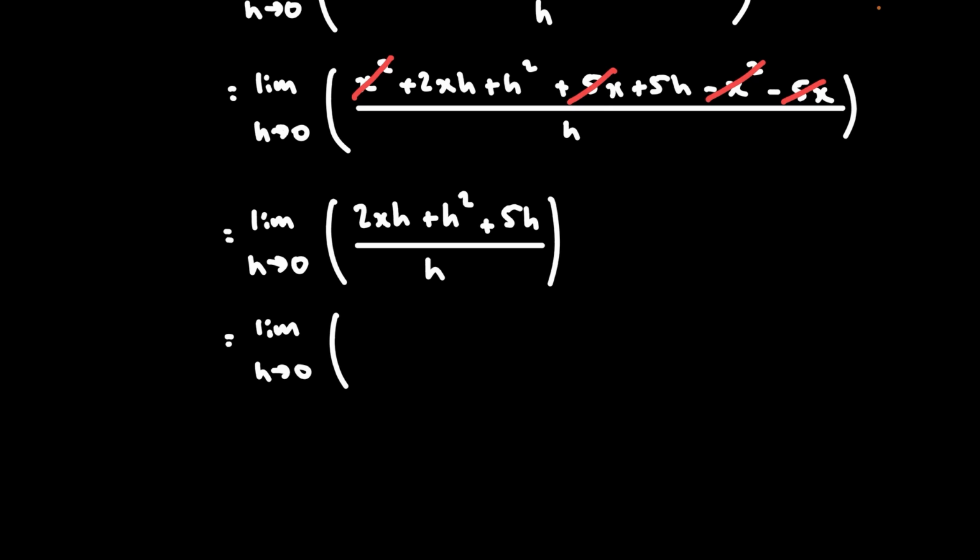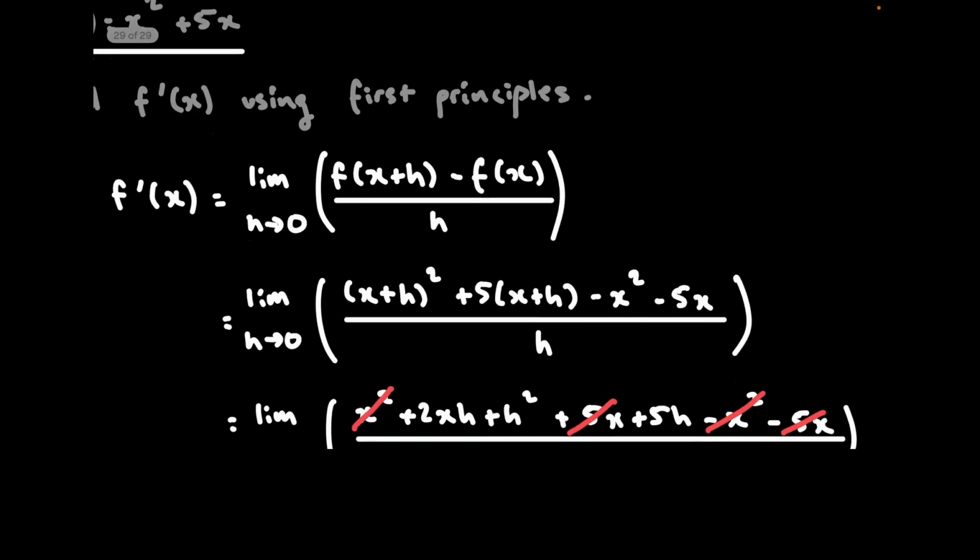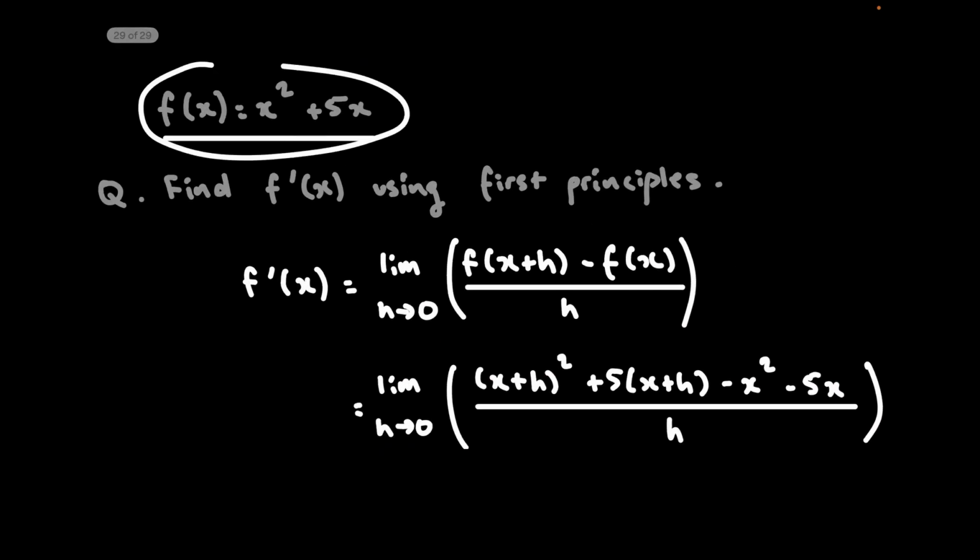When we cancel out the h's, we can cancel h here, here, and here, and we're left with an h there. We can say that we're left with 2x plus 5. So now we can simply let h equal 0, and you would notice there is no h in here. There's no mathematical violations going on here. So the limit as h approaches 0 for 2x plus 5 is simply 2x plus 5. And that is the derivative of your function f of x. That is the derivative of this function here.